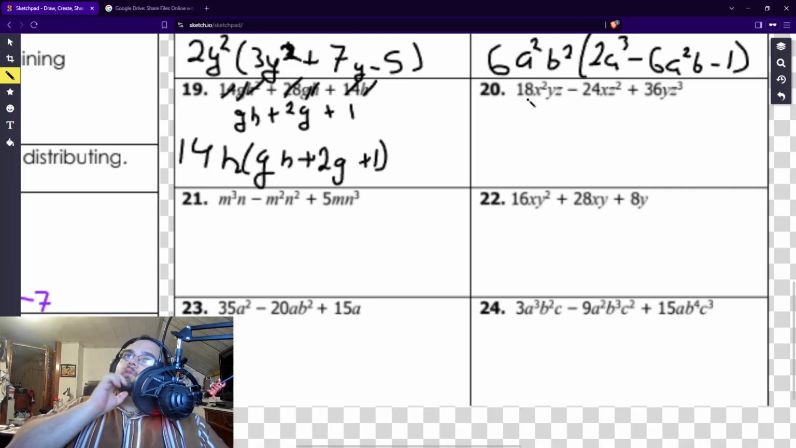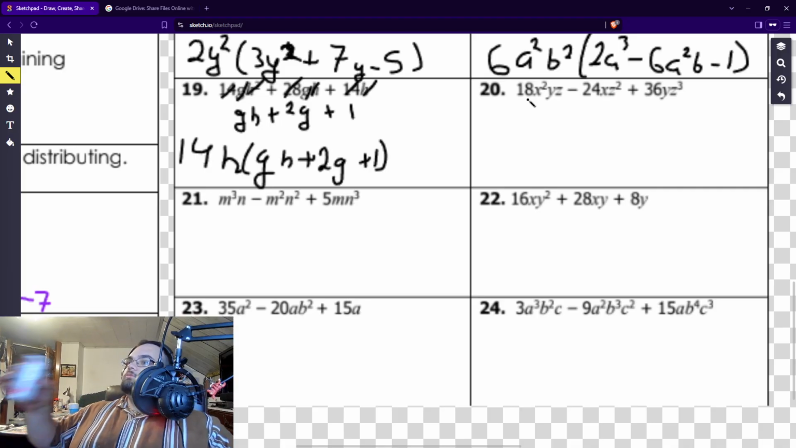18, 24, 36. You guys see any common factors? Greatest common factor, any predictions?